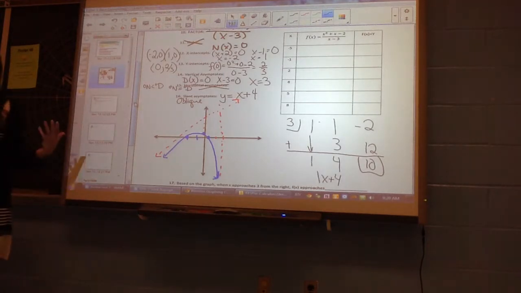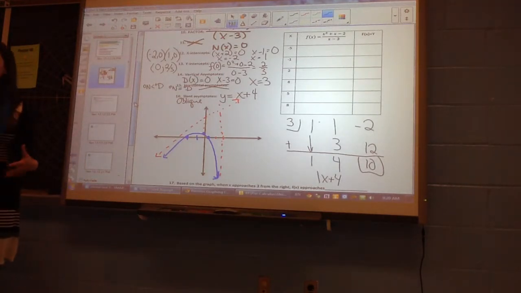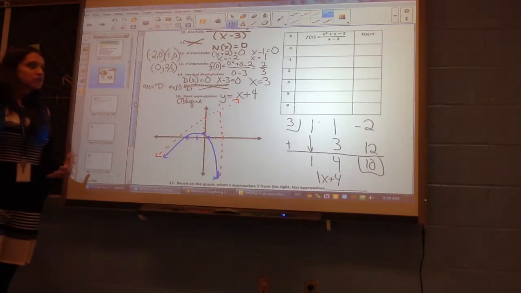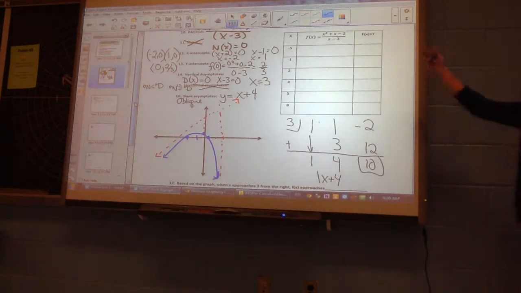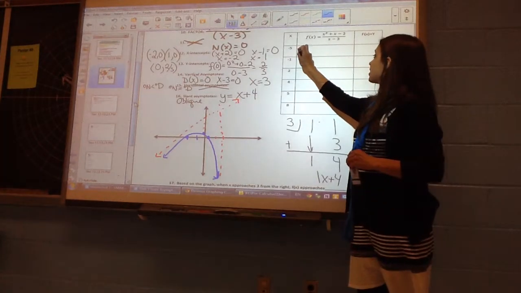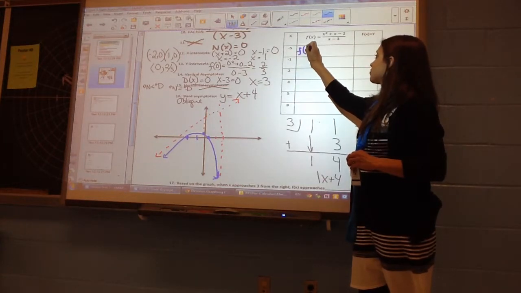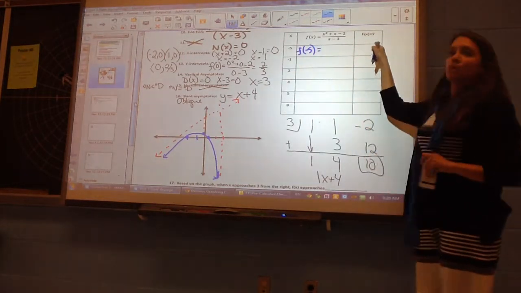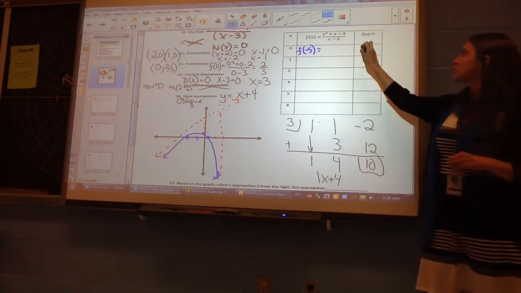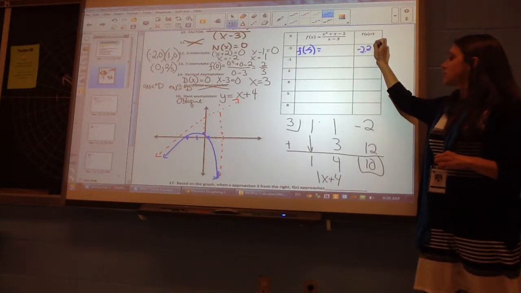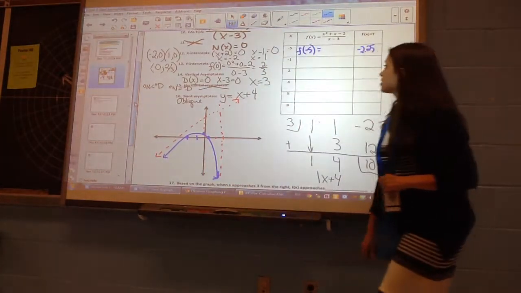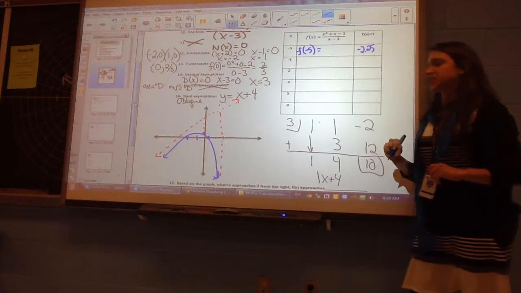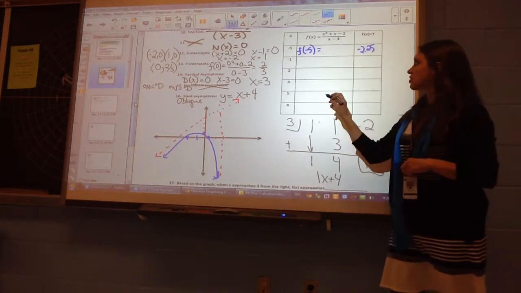The table is used for you to find additional values. Take these x values, plug them in, and figure out what y is. Can someone tell me when they plugged f at negative 5 in, what they got for y? Yes? Negative 2.25. Which makes sense based on what we're seeing over here. What about when we plugged 4 in? Yes? Negative 1 half. No, 1 half.